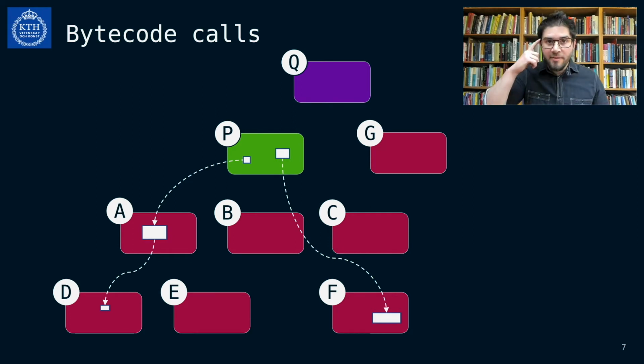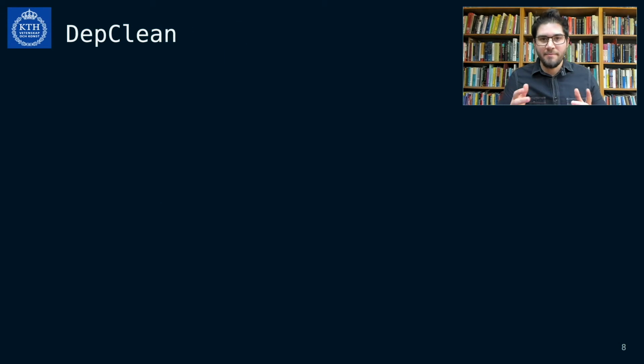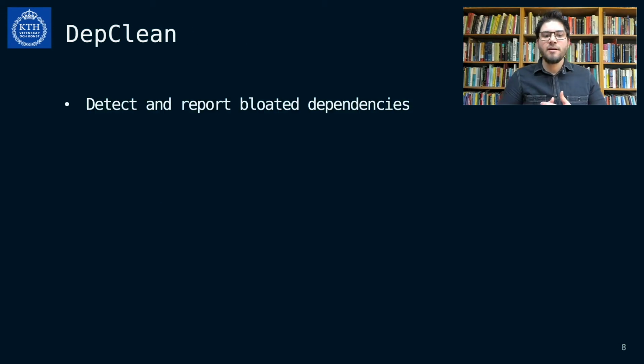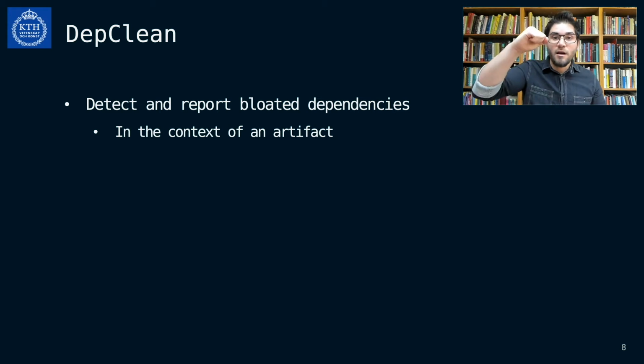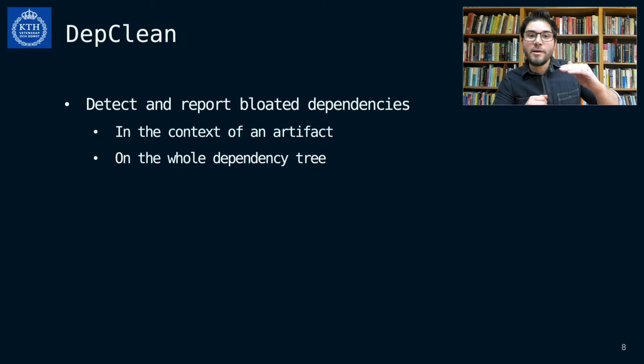With this in mind, we developed DepClean. It is a tool that detects and reports bloated dependencies to developers. DepClean works in the context of a Maven artifact. It analyzes its whole dependency tree and produces a report with information about the usage status of each dependency in the project. These are two unique features of DepClean.